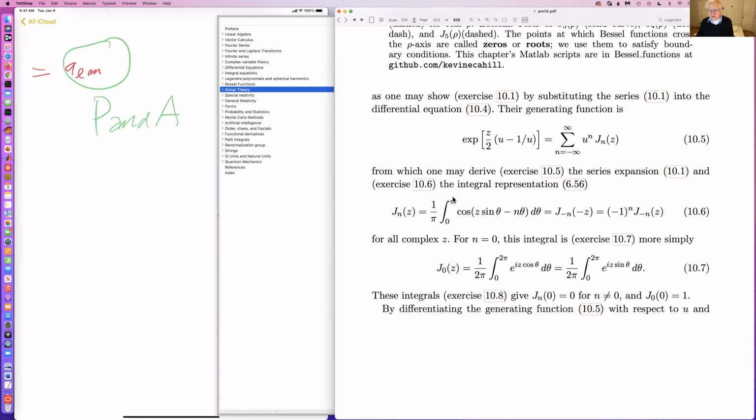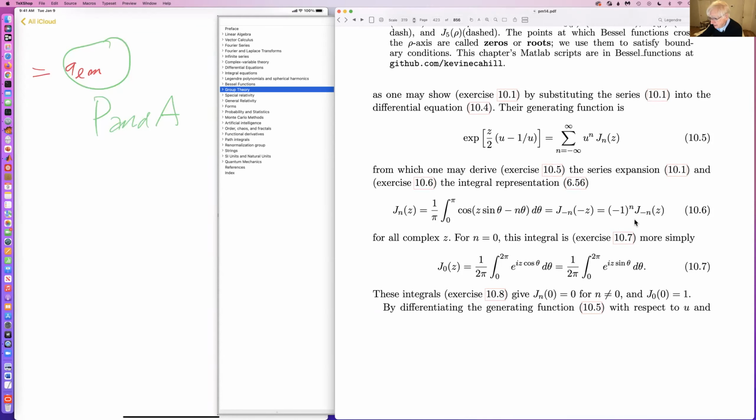And in particular, you learn something from this integral representation, that if you take n and replace it by minus n, you get a factor of (-1) to the n. If you reverse n and z, nothing happens. Jn of z is equal to J minus n of minus z. So there are these crazy symmetries, and these are true for complex z.